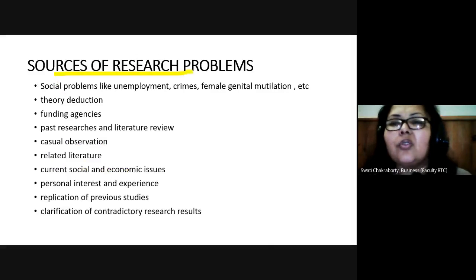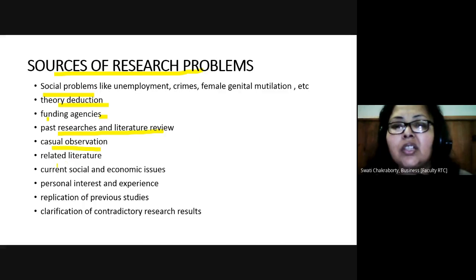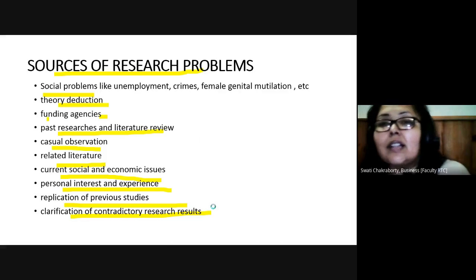So what are the sources of research problems? It could be social problems, theory deduction, funding agencies, past researchers and literature review, casual observation, related literature, current social and economic issues, your personal interest and experience, replication of previous studies, or clarification of contradictory research results.